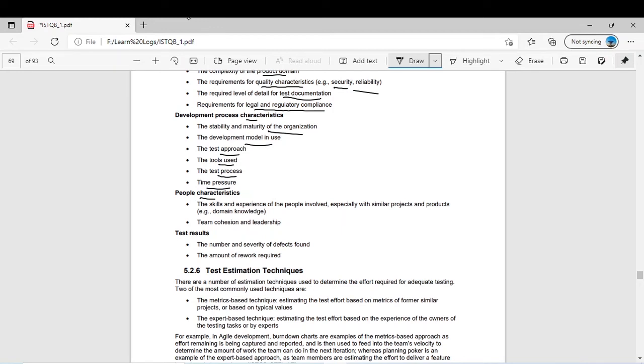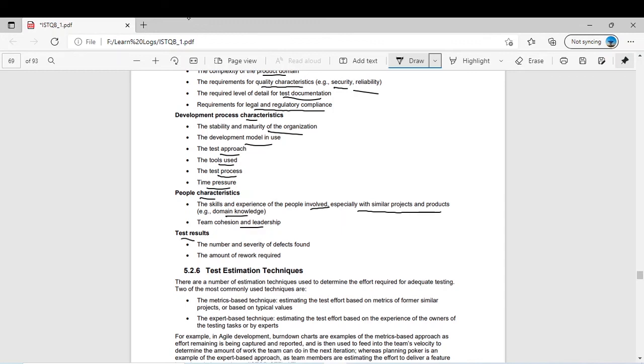People characteristics are very common. The skills and experience of the people involved, especially with similar projects and product domain knowledge, will help you a lot. If your people already have experience and knowledge with a similar kind of project and product, then your test effort will be lesser. But in the other case, you will definitely need a lot of effort. Team cohesion and leadership as well.